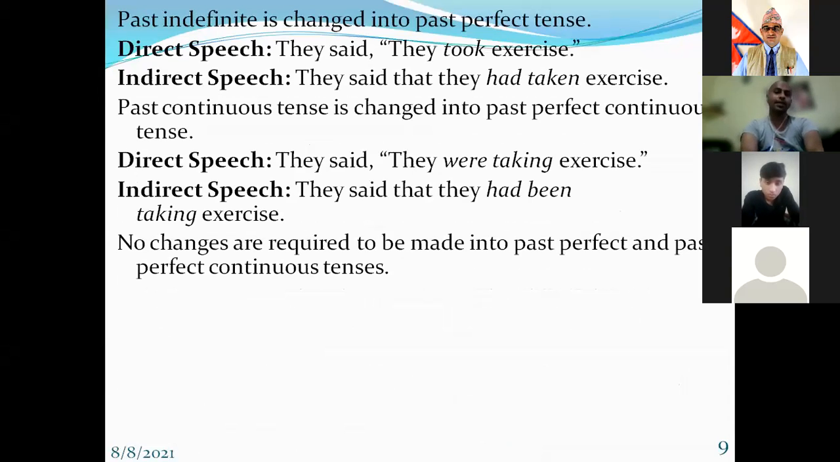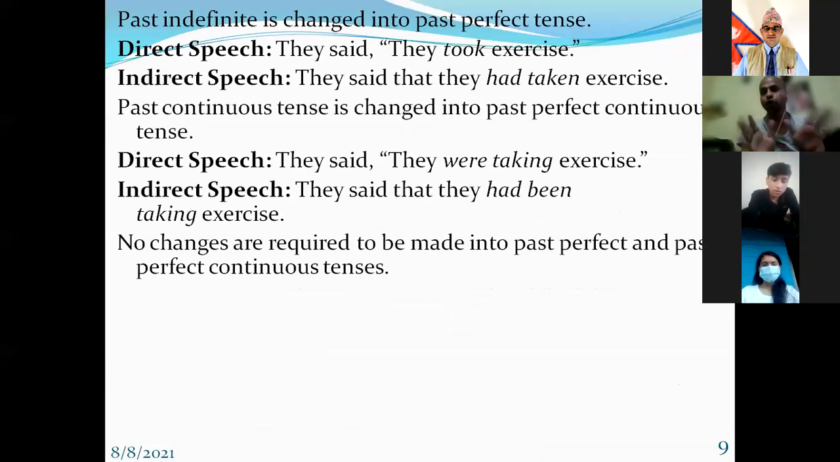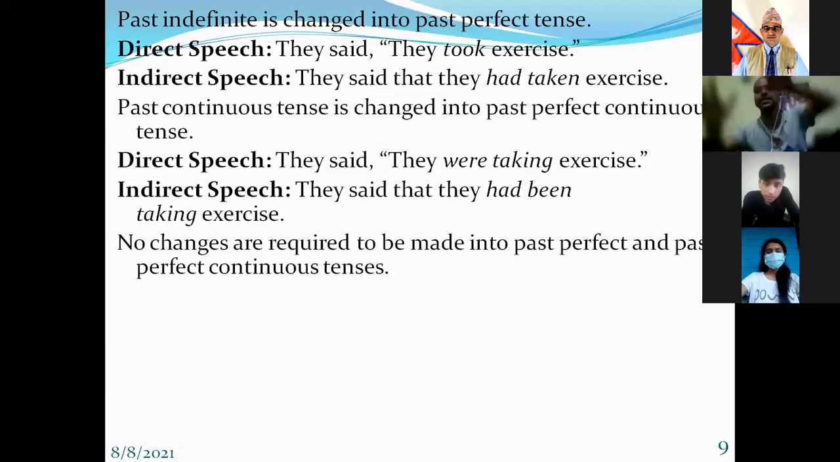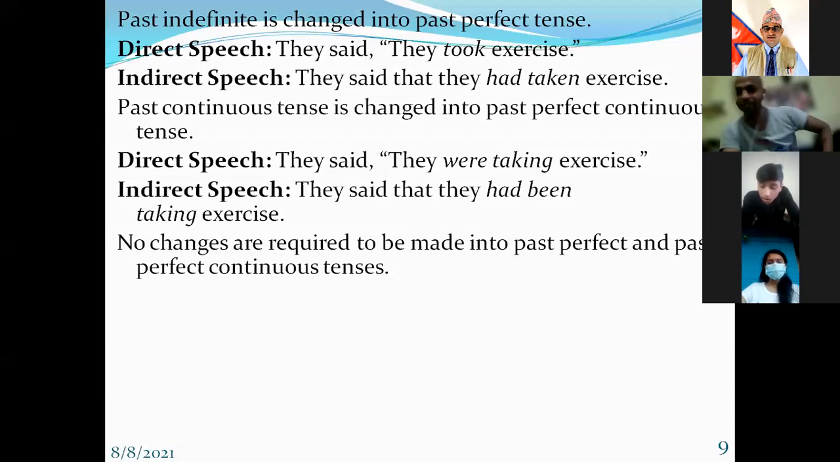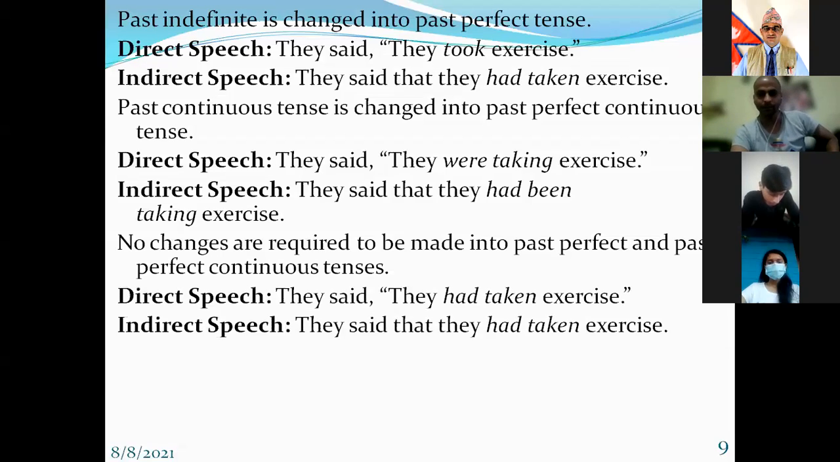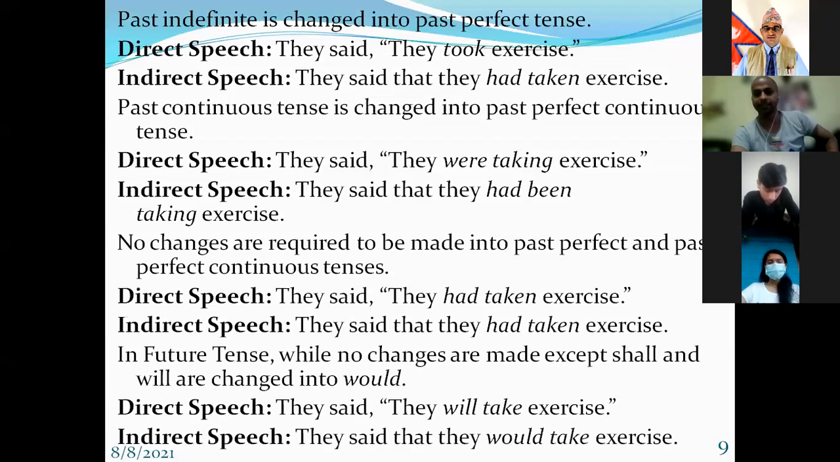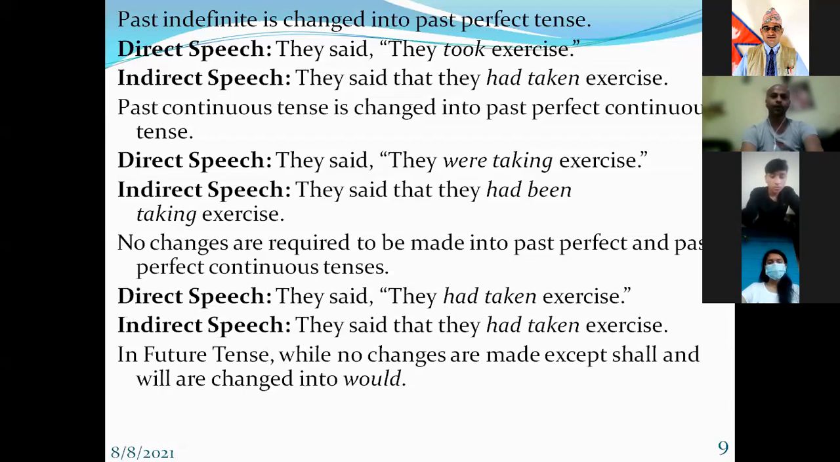So no changes are required for past perfect and past perfect continuous. They are already in the past, so we don't need to change anymore. There is no space to push them back. Generally in reporting, we push the sentence one step back into the past. They are already in the last bench. How can we push them back? There is no space. Understood? Get these 2 examples.